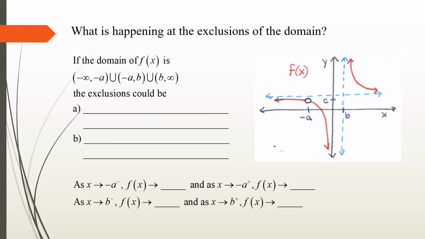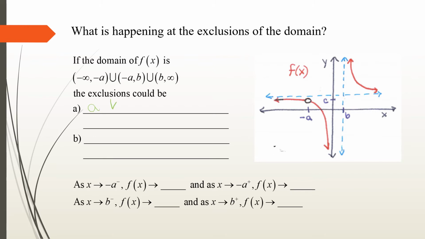So when we're looking at exclusions of the domain, it begs the question, what's happening? What's going on right there? Well, there's two things that could be happening. The first thing that could happen is that it could be a hole.